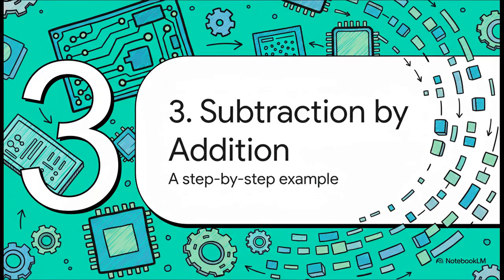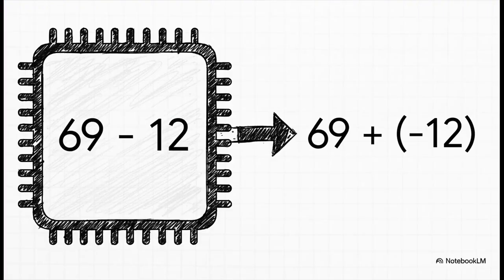All right, enough theory. We've talked about how it's supposed to work. Now let's actually see this amazing trick in action. We're going to do a simple subtraction problem, but we're going to do it exactly the way a computer would. So our problem is 69 minus 12.